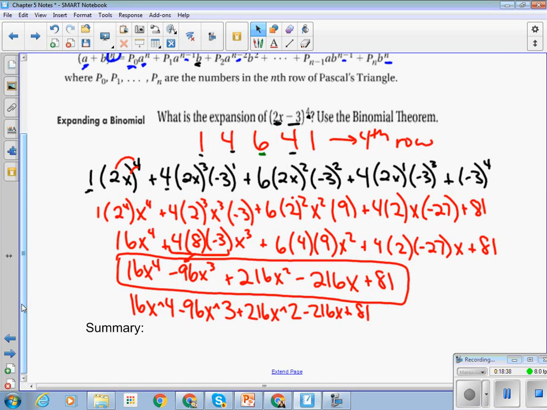All right, take a moment, complete your summary. Please include all the revelations about Pascal's amazing triangle, how it's going to save us time in our distributing so we don't have to multiply out all those polynomials together. And have a good day.